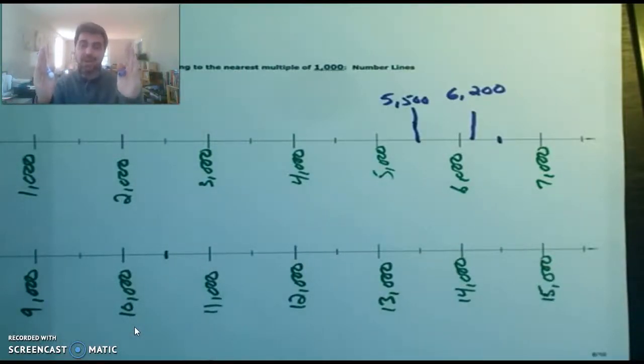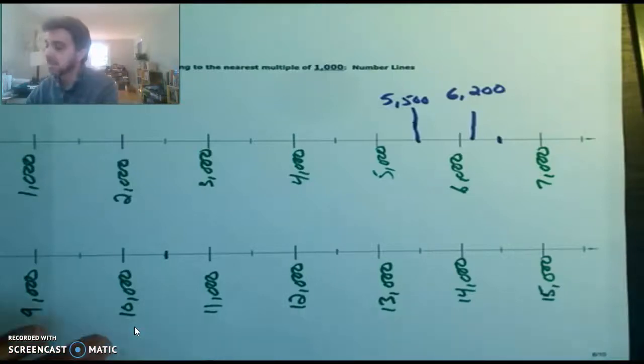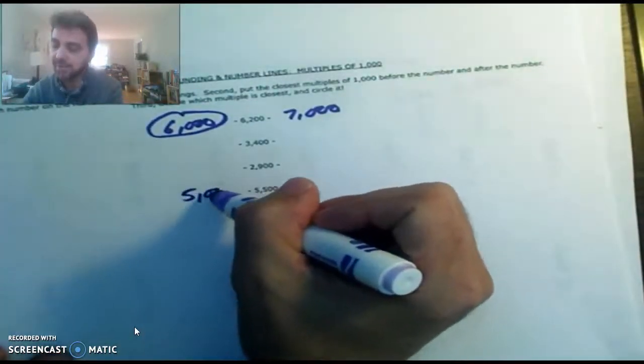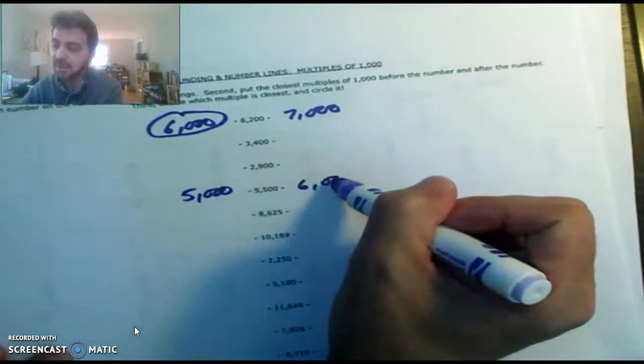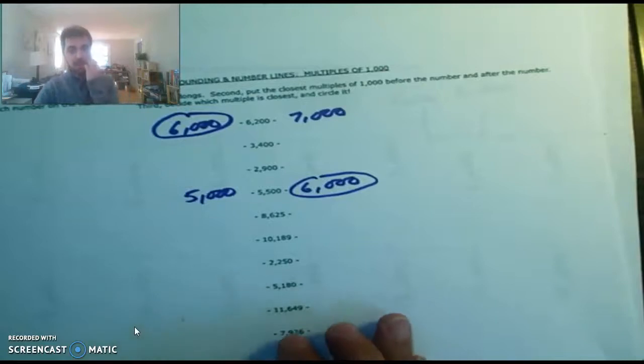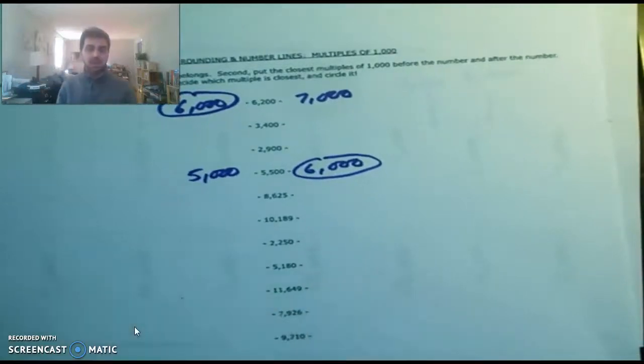So do we round up or do we round down? We always round up, okay? So for that one, we would say it's between 5,000 and 6,000, and we're going to round it to 6,000, okay? All right. Let's do one more together, and I'm going to let you go.